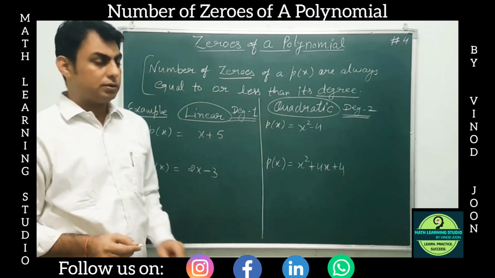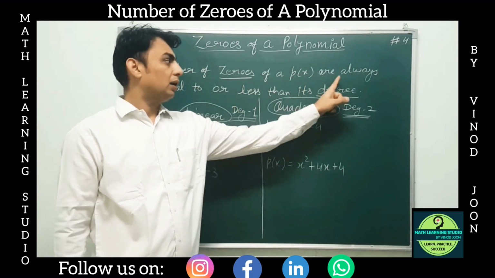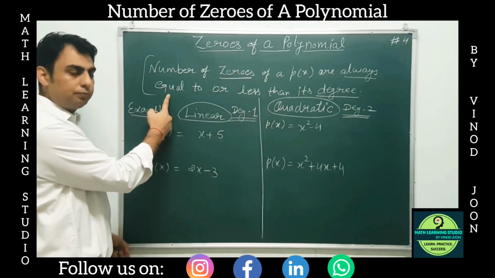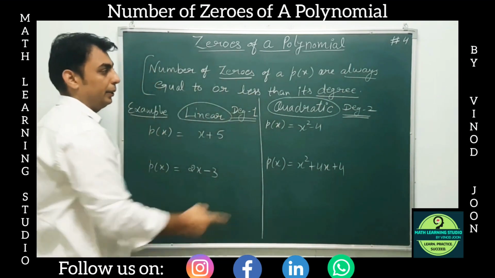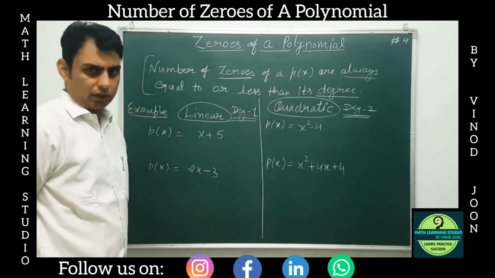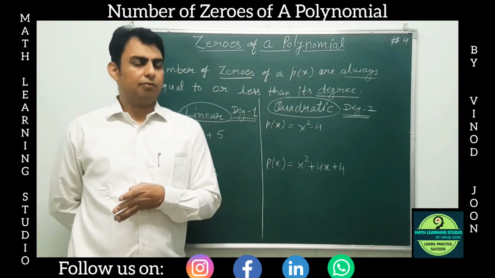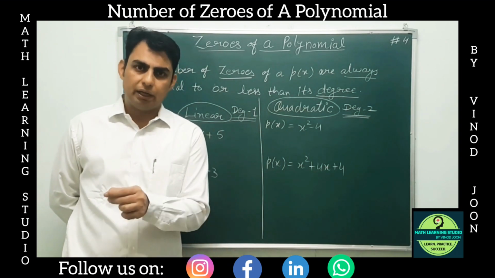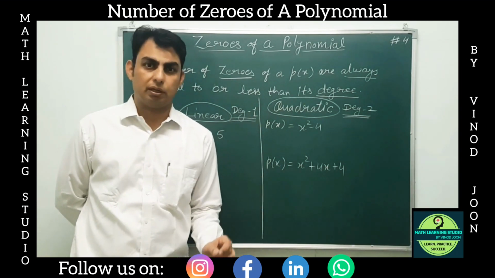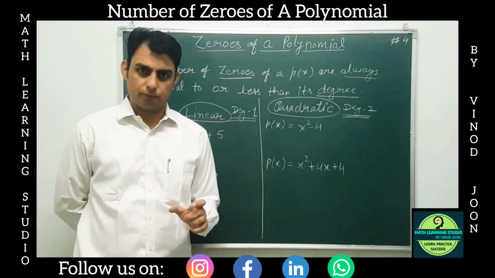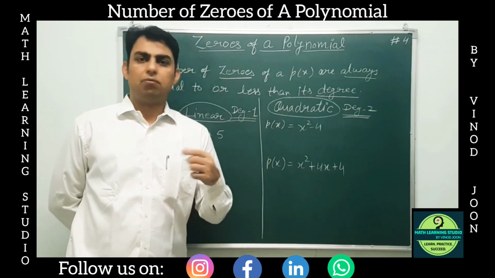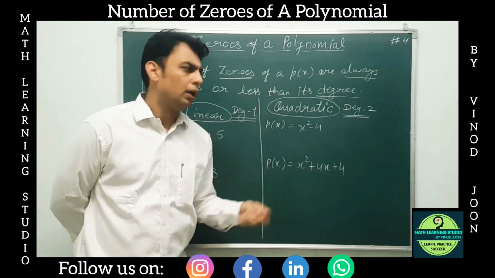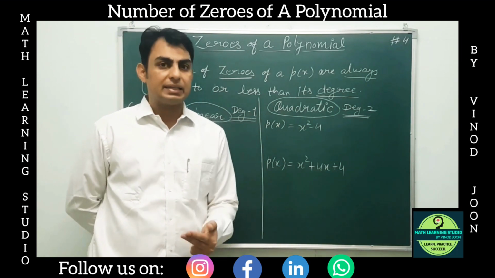The number of zeros of a polynomial p of x is always either equal to or less than its degree. It means either the polynomial will have the same number of zeros as the degree. So if degree is 1, it may have 1 zero only, meaning one value of x which will make it 0. If degree is 2, it may have 2, or it may be less than that also. Okay, we'll understand in this example how it can be less also.